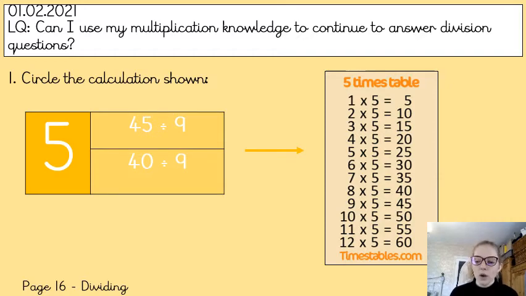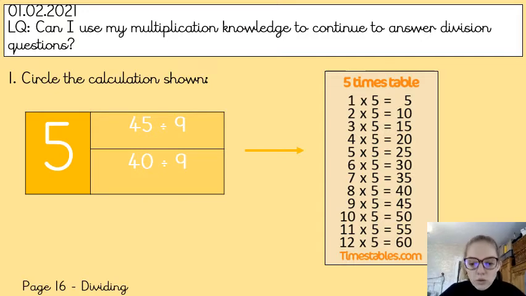So the first question is asking us to circle the calculation shown. So my answer is 5. And then I have been given 2 separate division sums. But what I'm going to do is use my 5 times table knowledge to identify which answer is correct, because I know that 9 times 5 is going to give me a certain answer. That answer, when divided by 9, will give me the answer of 5.